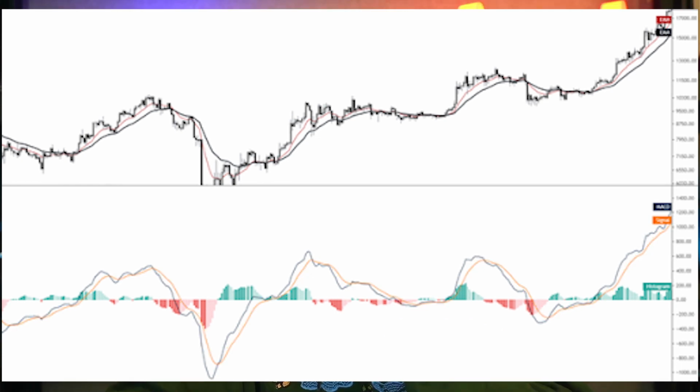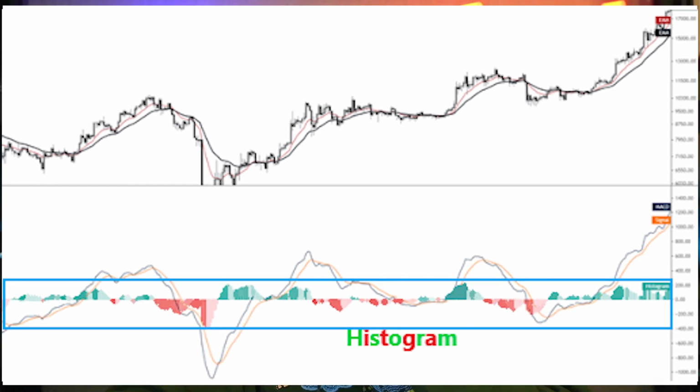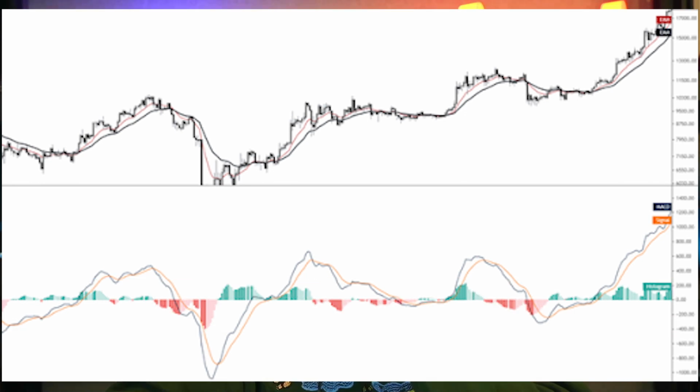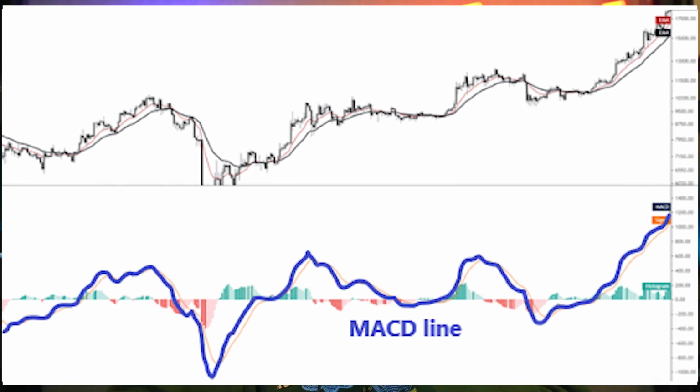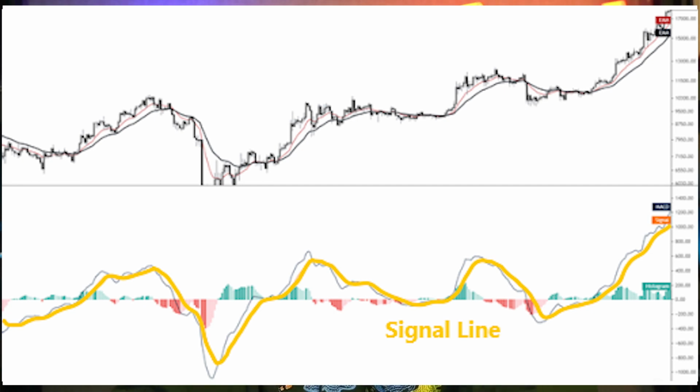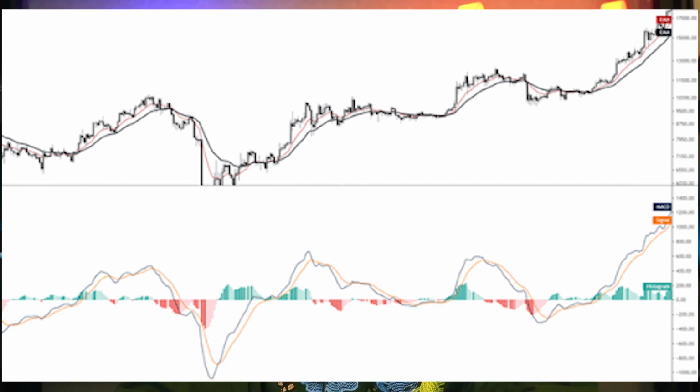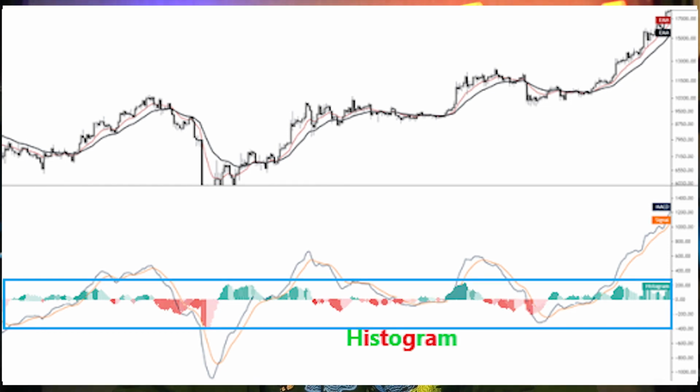You can also see that there's a histogram plotted on the chart at the bottom. This histogram represents the distance between the MACD line, which again is blue, and the signal line, which again is gold. The convergence and divergence between the MACD and the signal line are clearly seen in the histogram and can be used to help traders identify bullish or bearish momentum.